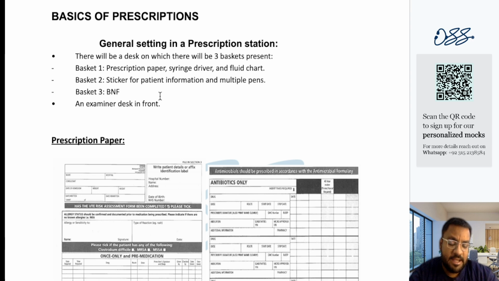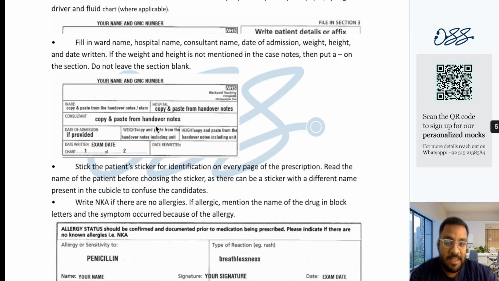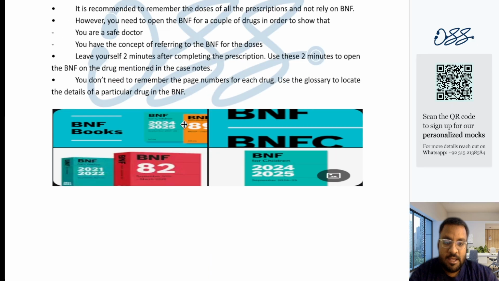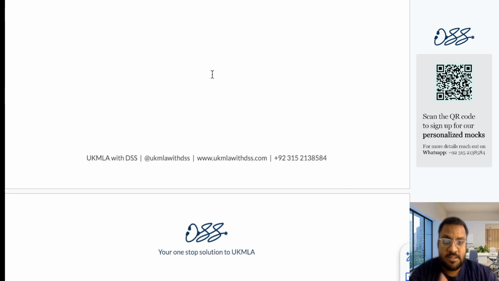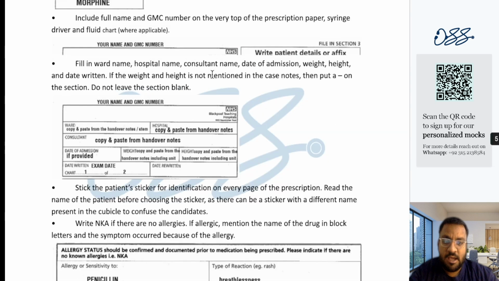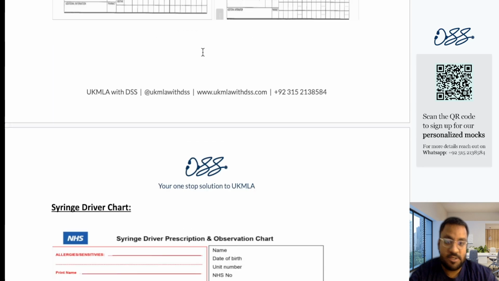Then in the third basket, you would have something called the BNF, that is the British National Formulary. It's basically a bible for all the medication, all the drugs, and all the pharmaceutical things used in the NHS. We've got two different BNFs, one for adult and one for pediatric drugs. It contains each and everything: the drug, the doses, the frequency, the indication, the contraindication, the drug interactions. It's basically the bible of prescriptions used by doctors in the NHS.